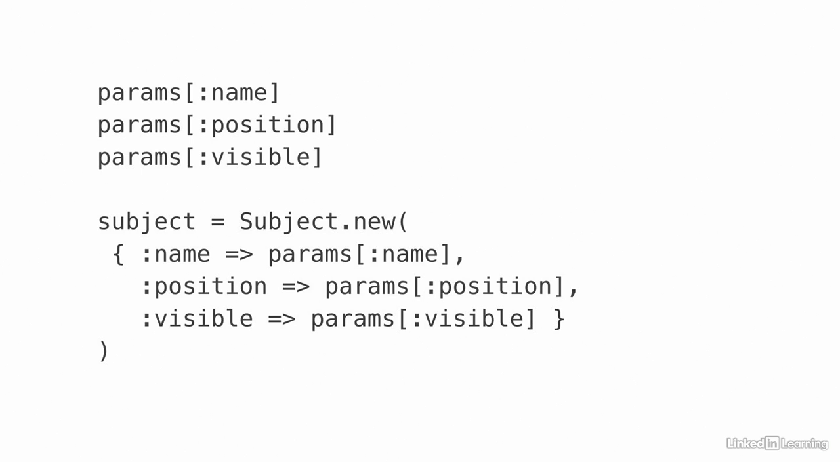This is different from other languages like PHP, which separate out GET and POST parameters. In Ruby on Rails, they're combined together. If we want to use those parameters to construct a new subject, we could put each one into a hash and then pass them into subject.new. This is the simplest way to work with forms in Rails. But there are improvements that we can make.